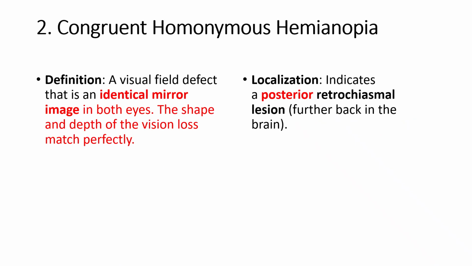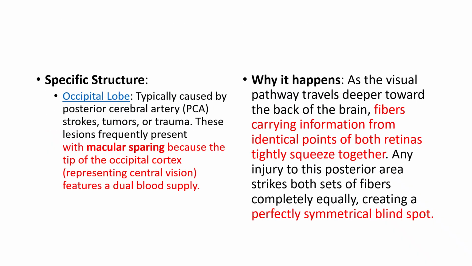Congruent homonymous hemianopia. Here, a visual field defect that is an identical mirror image in both eyes. The shape and depth of the loss of vision matches perfectly. The localization is a posterior retrochiasmal lesion, that is further back in the brain. The specific structure is the occipital lobe, typically caused by posterior cerebral artery stroke, tumor or trauma.